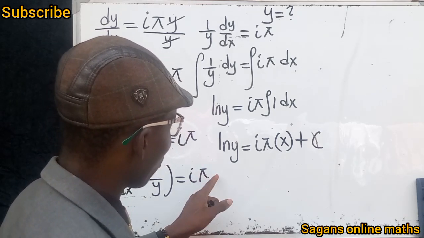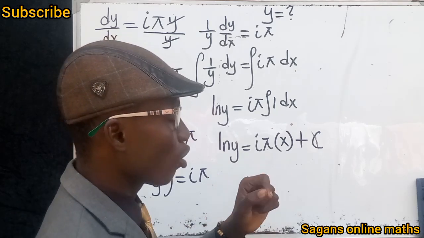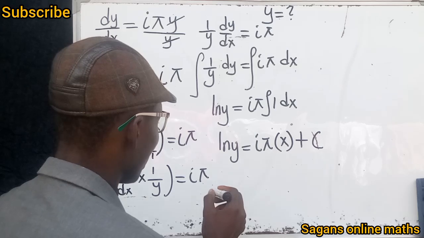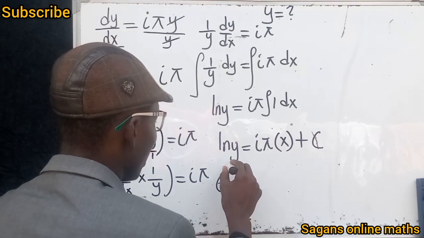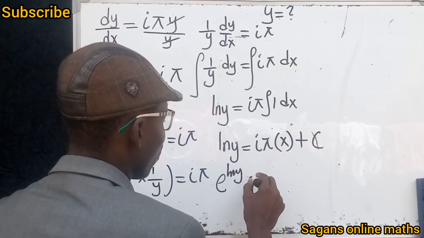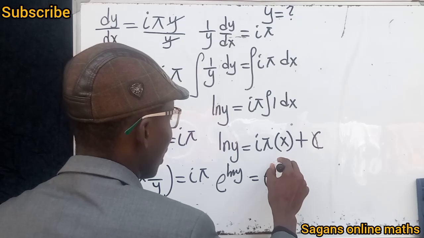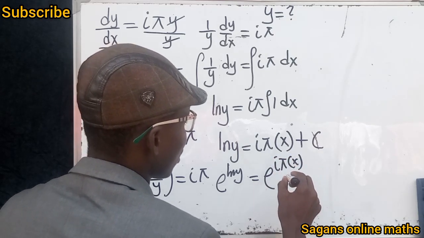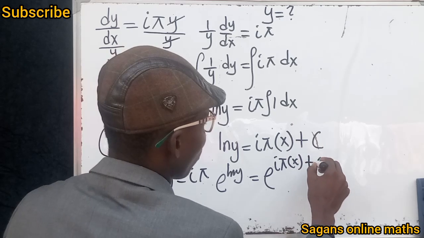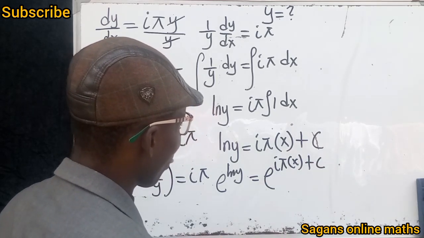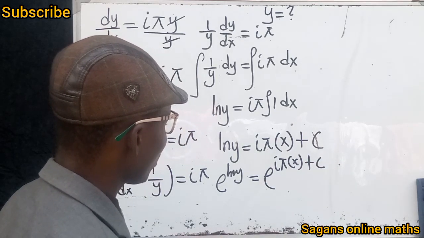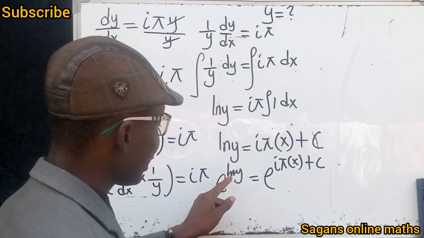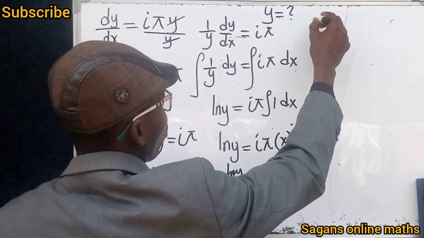Now look at what you are going to do. Now we're going to take e of both sides, so that we can remove this ln. So we take e of ln y equals e raised to the imaginary unit multiplied by pi x, plus c. Now e raised to the power of ln y will give us y, because the base here is e. So we have y.